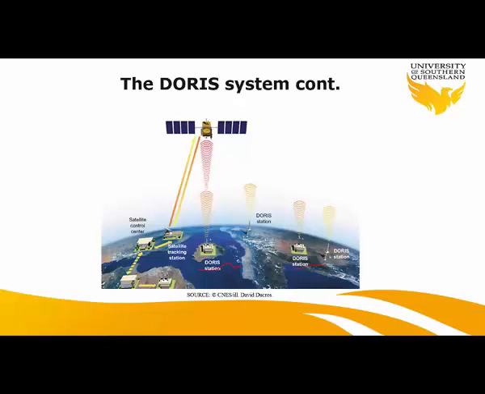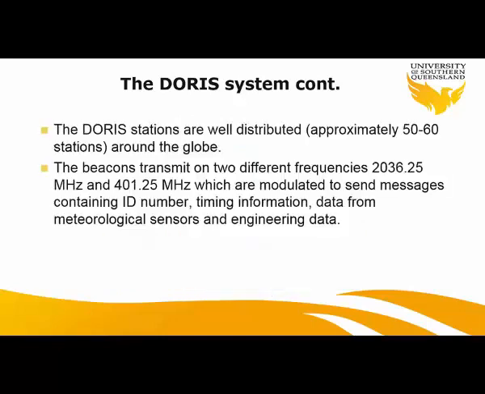But these ground stations are basically transmitting two different frequencies of signal, which I'm going to tell you in the next slide. And then those signals, which you can see here, have information about the ID number, timing information, and some meteorological sensor data like pressure, temperature, and humidity. All of that information can be transmitted using these beacons, or DORIS stations.